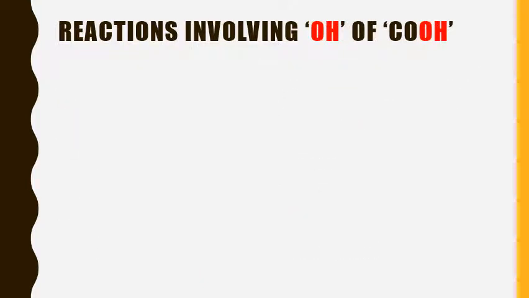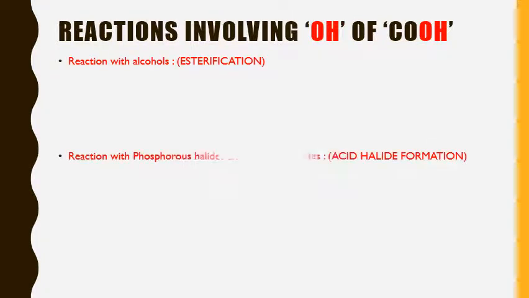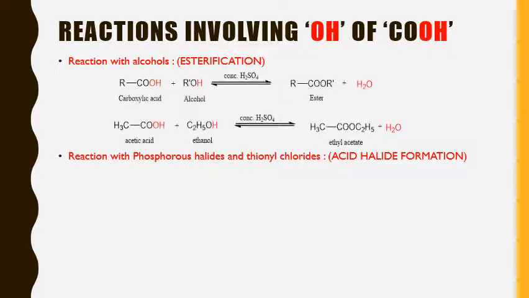And the next category of reactions that we have covered are the reactions which involve OH of the COOH group. In that, there are mainly four types of reactions. First one and most important is esterification. Esterification is the reaction of carboxylic acid with alcohol in the presence of an acid catalyst such as concentrated H2SO4, resulting in the formation of an ester. Hence, as it results in the formation of ester, this reaction is called esterification. Here is an example where acetic acid reacts with ethanol forming ethyl acetate.